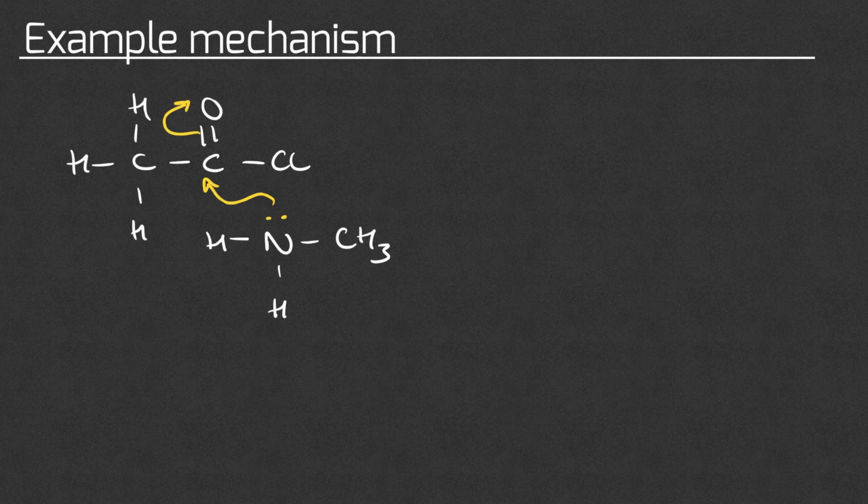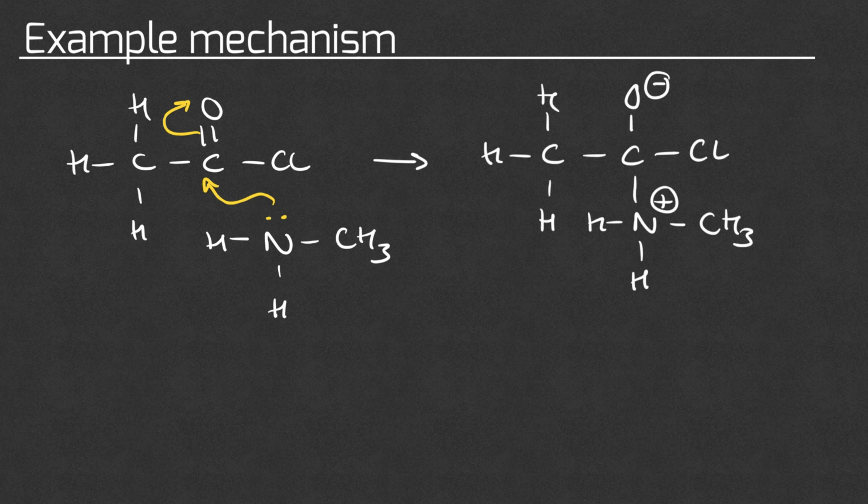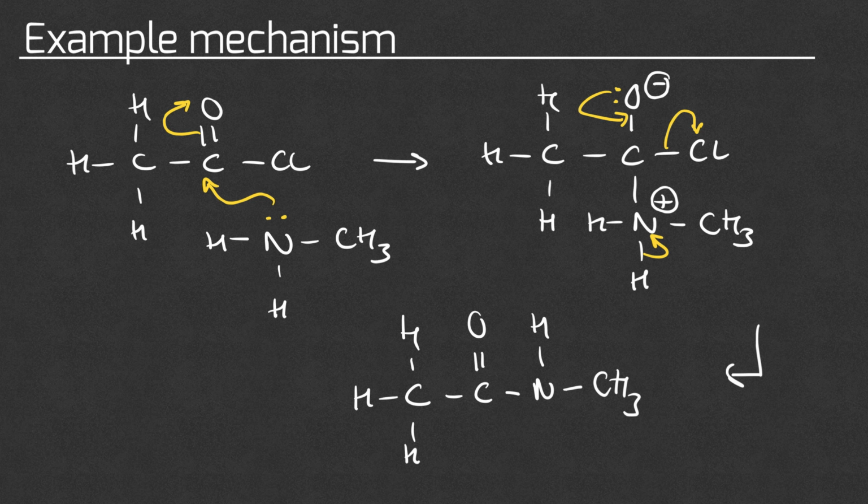The lone pair on the nitrogen will attack the carbon, breaking the carbon-oxygen double bond, forming an intermediate structure with a negative charge on the oxygen and a positive charge on the nitrogen. The lone pair on the oxygen will reform the double bond, eliminating the chlorine, and one of the NH bonds will be broken with the electrons going to the nitrogen. This will form the desired product of the N-substituted amide.